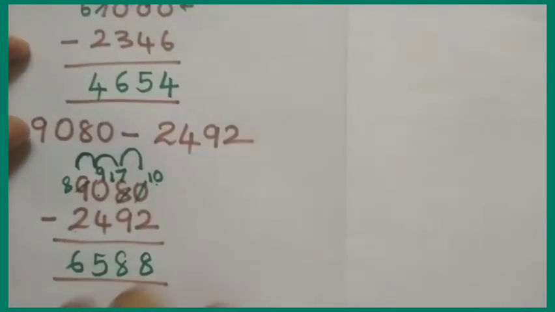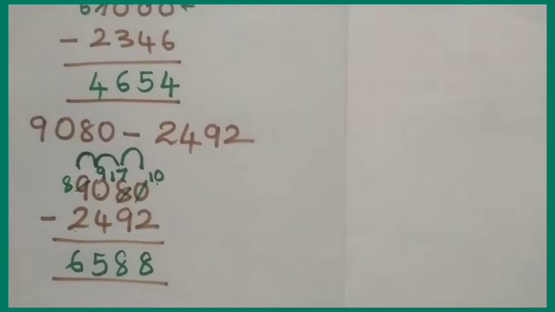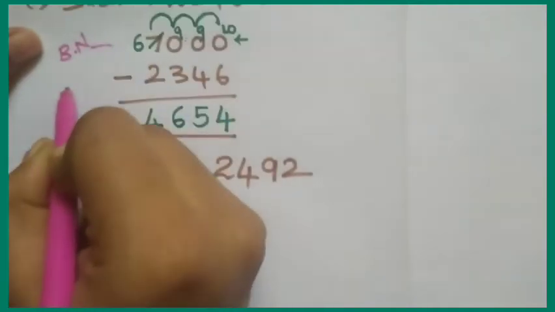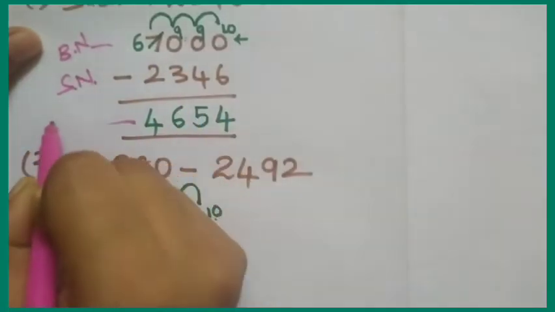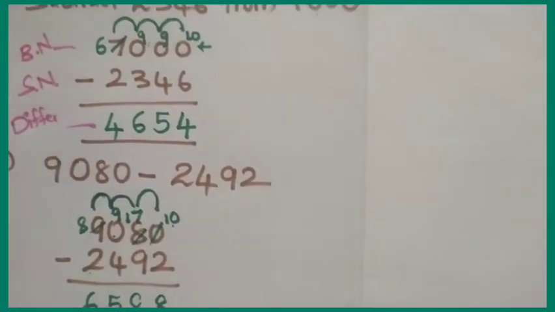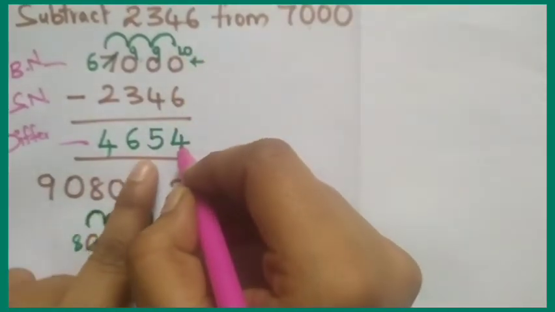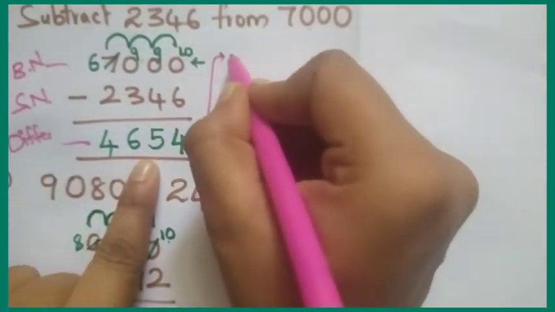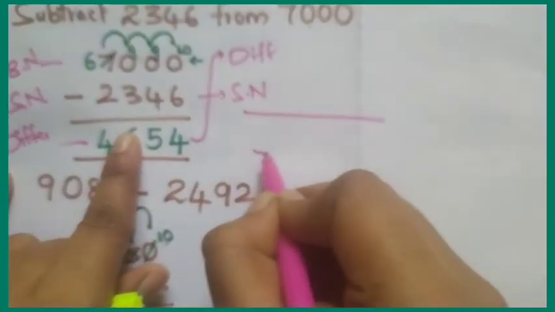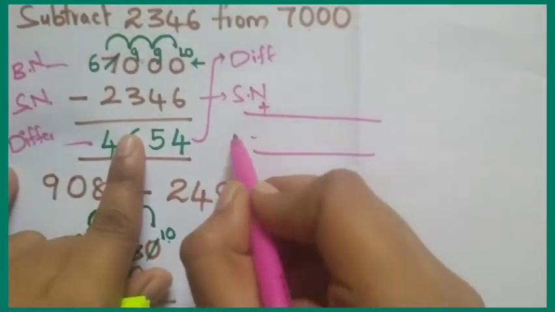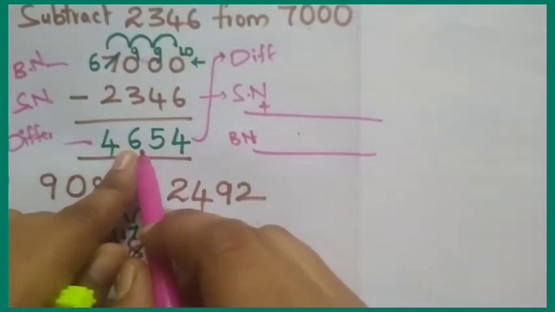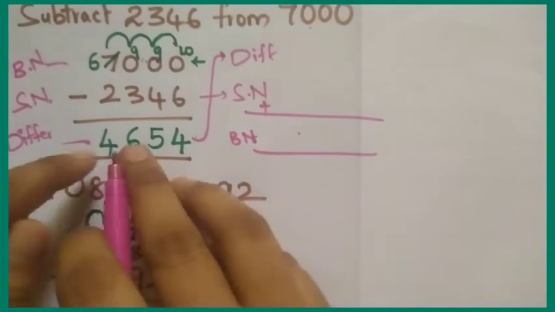When we are checking whether this is correct or wrong, we have to write the difference first, and then write the smaller number and add these two. If you get the bigger number here, then this answer is correct. If you do not get it, then this answer is wrong.